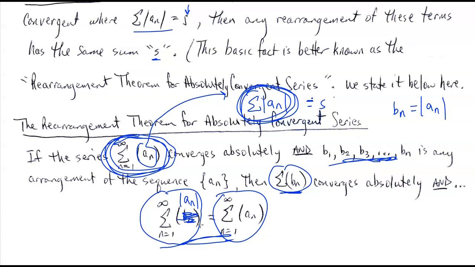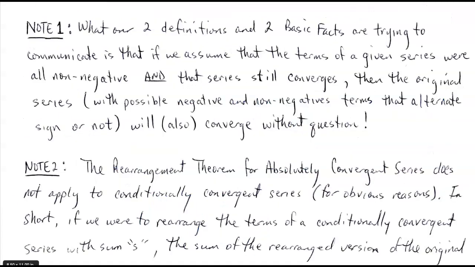And so this whole thing of just being able to switch around terms like how we want is only going to work well in figuring out what a series will converge to if it's absolutely convergent. That's one of the reasons why it's important for us to know whether we're dealing with an infinite series that is absolutely convergent or not. All right, so to summarize here, I have a few notes.